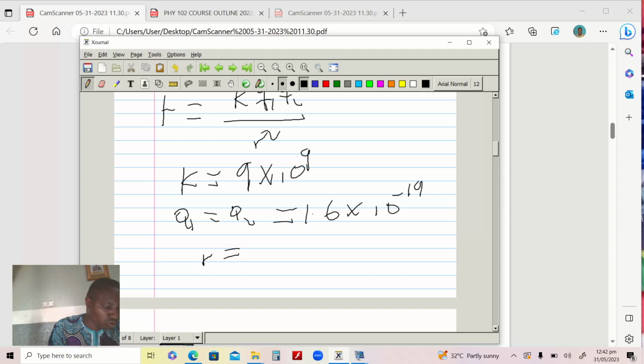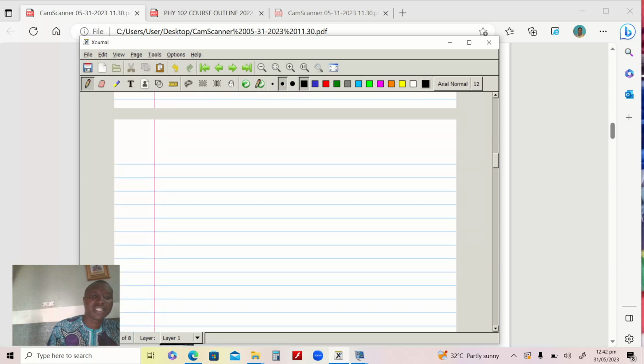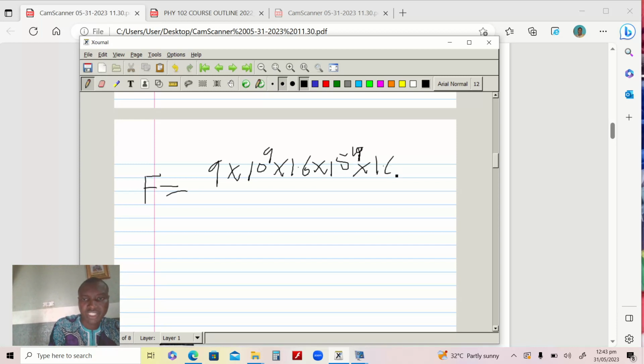They give you r equal to 10 to the power minus 10 meters, so it's separated by that distance. What we do from here is that your F now is equal to k, which is 9 times 10 to the power 9, multiplied by 1.6 times 10 to the power minus 19, that's one of the charges, times the second charge Q2, 1.6 times 10 to the power minus 19, then divided by 10 to the power minus 10, that's your separation squared.